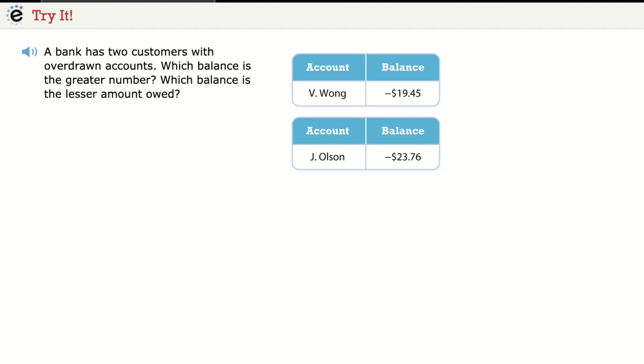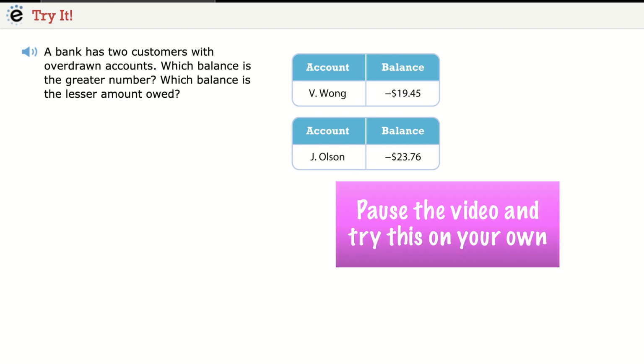Which of these balances is the greater number? Which balance is the lesser amount owed? So first answer, which of these is the greater number? Which one is furthest to the right? And then answer, which balance is the lesser amount owed? Who owes the least amount of money? Pause the video and try that in your workbook.